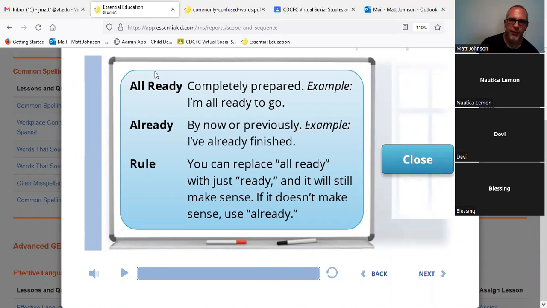So, keep that in mind. If you're completely prepared, it's ALL space READY, it's two words. If it's something that's already happened, well, that already happened, right? That's going to be one word, ALREADY.